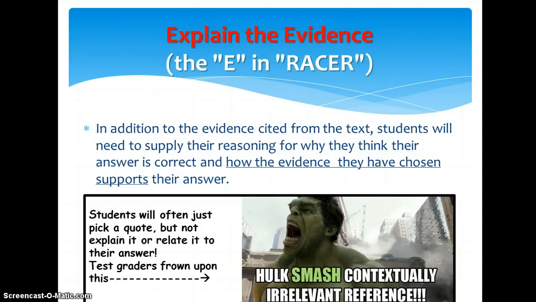The E in RACER is explain the evidence. So now that you've found your quotations and you've used your direct quotations, you also have to go back and explain them. So in addition to the evidence cited in the text, students will need to supply their reasoning for why they think their answer is correct and how the evidence they have chosen supports their answer. Students will often pick a quote but not explain it or relate it to their answer. This is so important. Test graders frown upon this.